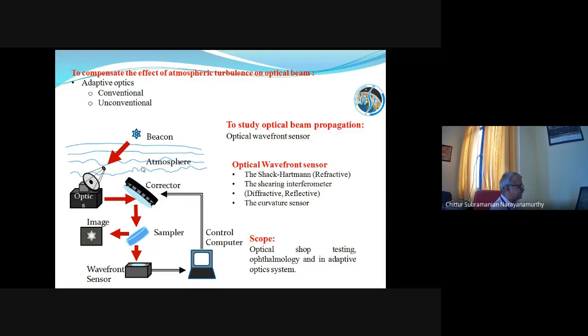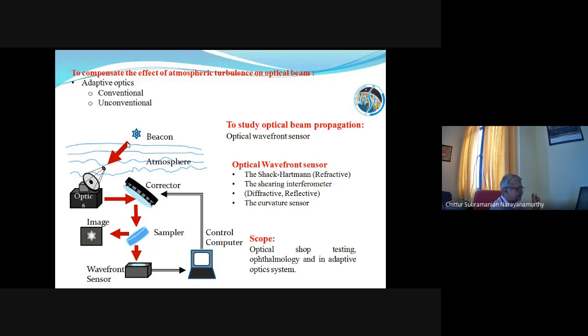So you can see that this is our corrector, which is made up of deformable mirrors. Light is coming from the laser beacon. A laser beacon is nothing but when you shoot a laser into space, due to the molecules in the upper atmosphere, it can scatter and create an artificial star. So that is what laser beacon means.